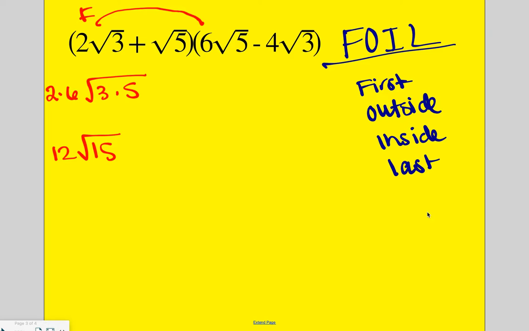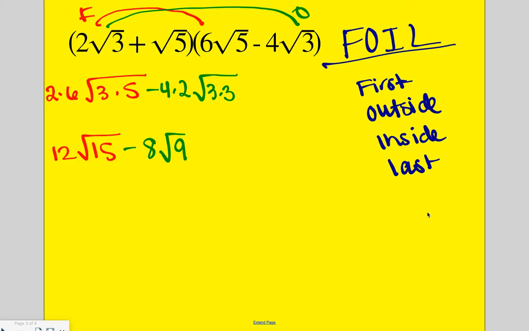Next, we'll do our outside. So our 2 terms on the outside, that's our O. So we have a negative 4 times 2. And in our radical, we have a 3 times 3. So negative 4 times 2 is a negative 8, and we have square root of 9.